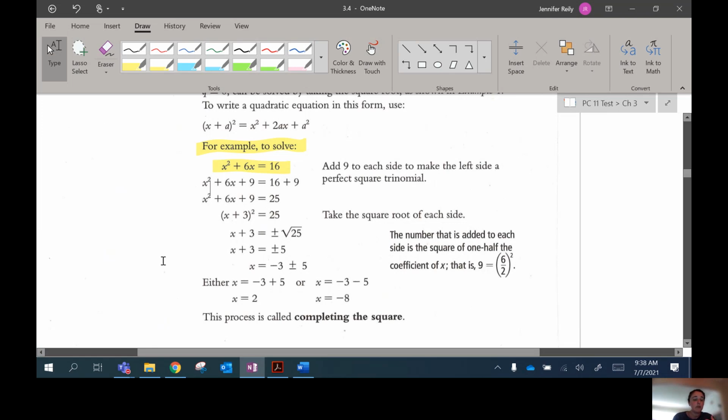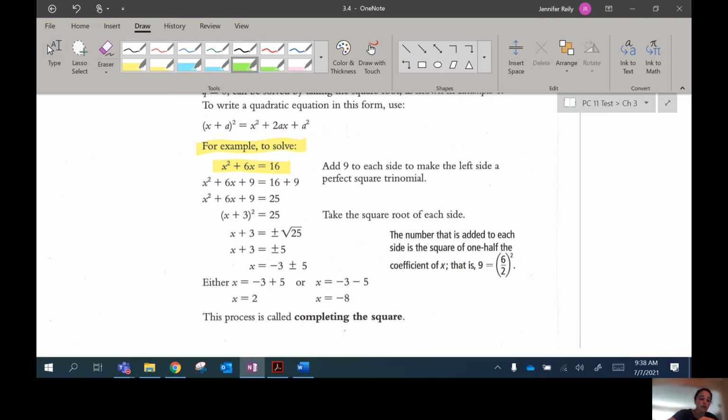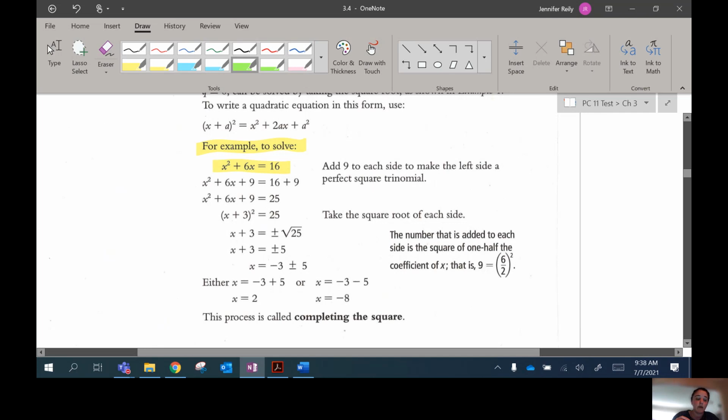So what they do here, let's just go through this. So we have x squared plus 6x equals 16. Now, we'll work on how to get this 9, but what we're going to do is add 9 to both sides. And what this does is it turns it into a perfect square trinomial. In math, whenever you add the same thing to both sides of an equal sign, it keeps the equation balanced. So we're allowed to add something to both sides of the equation. It's still going to be the same equation.